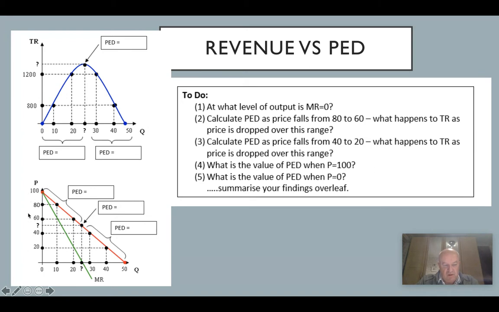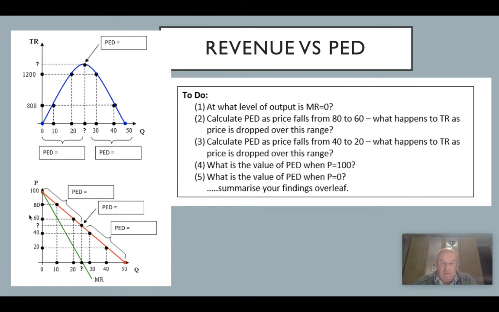Remember how to calculate price elasticity of demand: it's the percentage change in quantity demanded divided by the percentage change in price. That's quite an important principle to remember. So let's take a look at this and move forward on that basis.